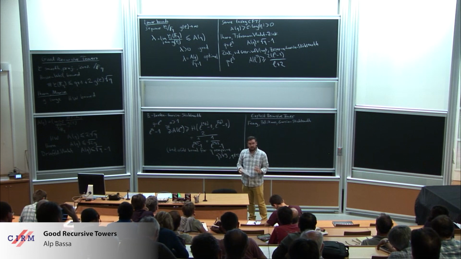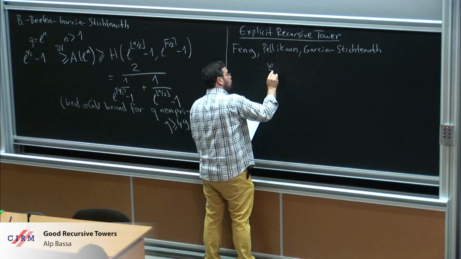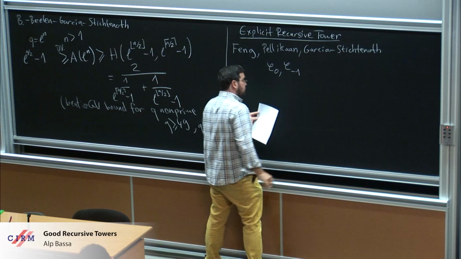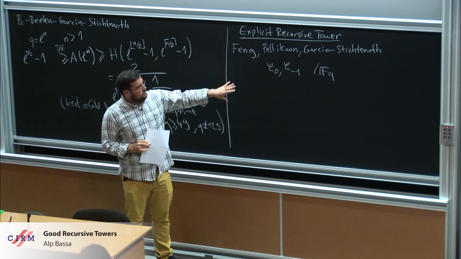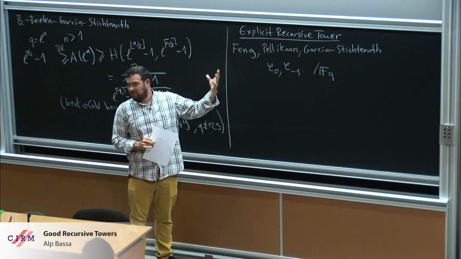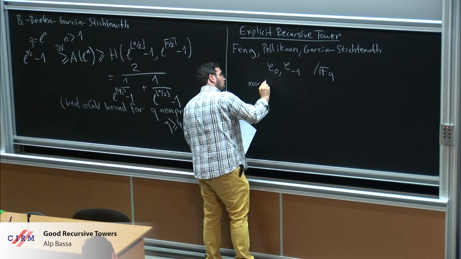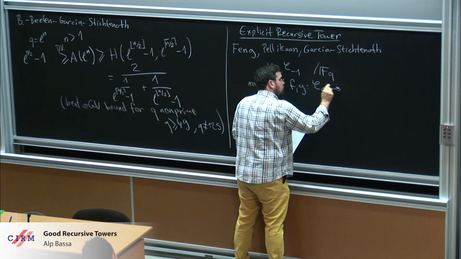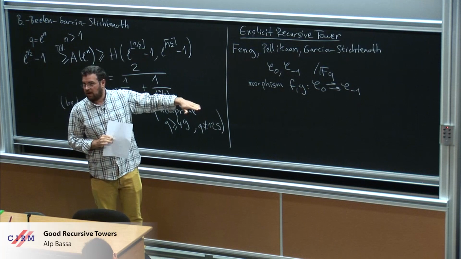The main ingredient is, in fact, quite simple. You basically have two curves. Let me call them C0 and C-1. They are both defined over the finite field FQ. And in most cases that we know, they are just P1. So you have two copies of the projective line. And we'll have two morphisms, let me call them F and G, from C0 to C-1. That's all the ingredients you need to construct your tower.